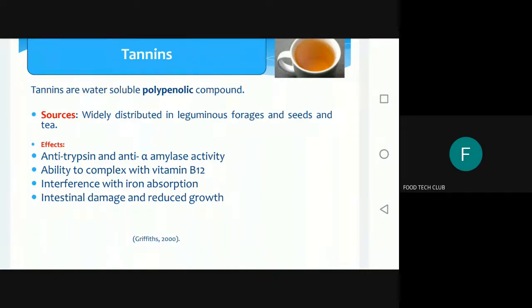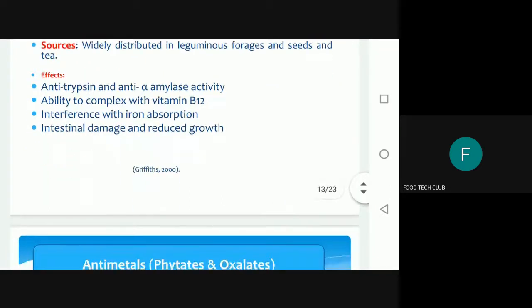It forms complexes with vitamin B12. Vitamin B12 is very essential for our body. It prevents pernicious anemia and helps in the maturation of the RBCs. So if it binds with vitamin B12, it won't be available in your body. Also, it interferes with the absorption of iron, and all this will lead to intestinal damage, and your growth will be affected.